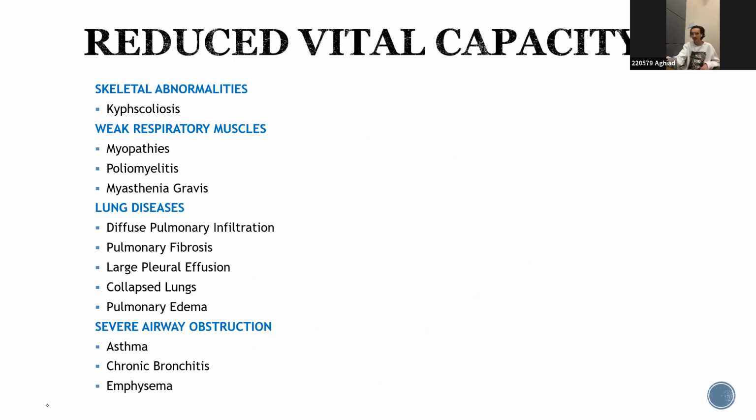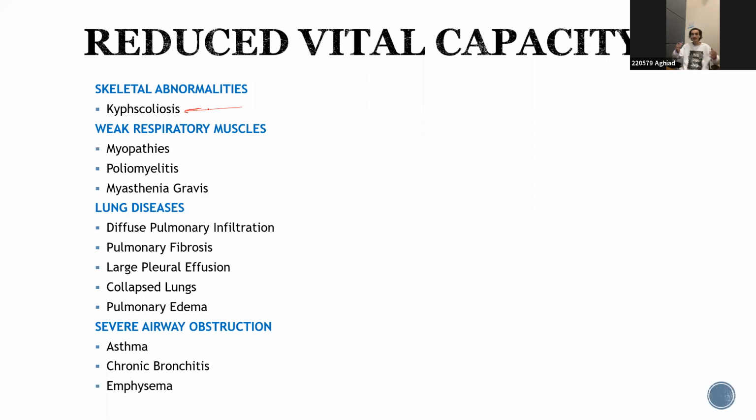You get skeletal abnormalities, kyphosis, scoliosis, sorry. You get weak respiratory muscles. That also may happen in aging as well, but pathologically speaking, myopathies, poliomyelitis also affect it, myasthenia gravis, or lung disease.